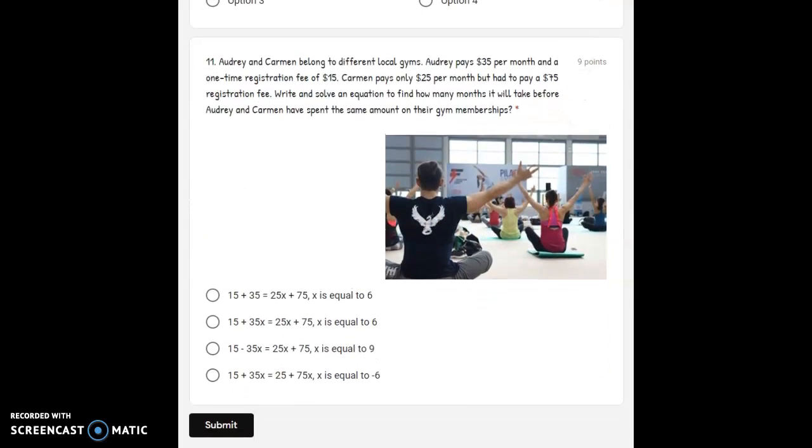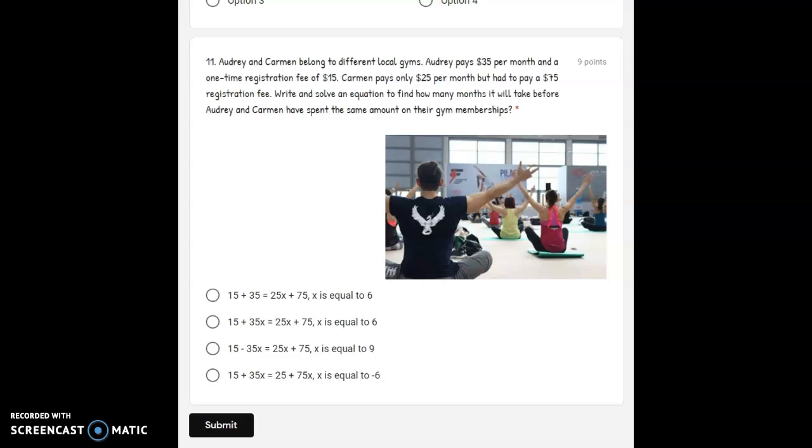Question number 11. Audrey and Carmen belong to different local gyms. Audrey pays $35 per month and a one-time registration fee of $15. Carmen pays $25 per month but had to pay a $75 registration fee. Write and solve an equation to find how many months it will take before Audrey and Carmen have spent the same amount on their gym memberships.